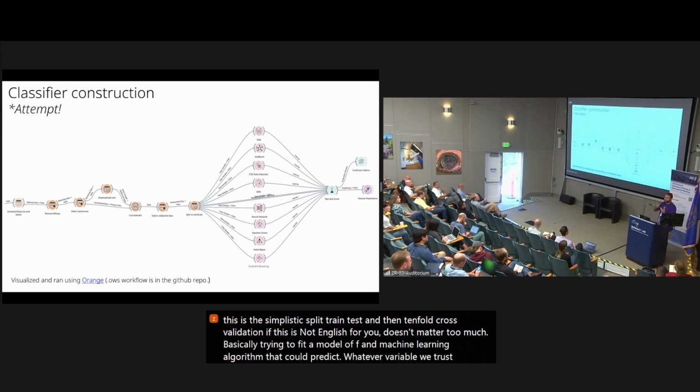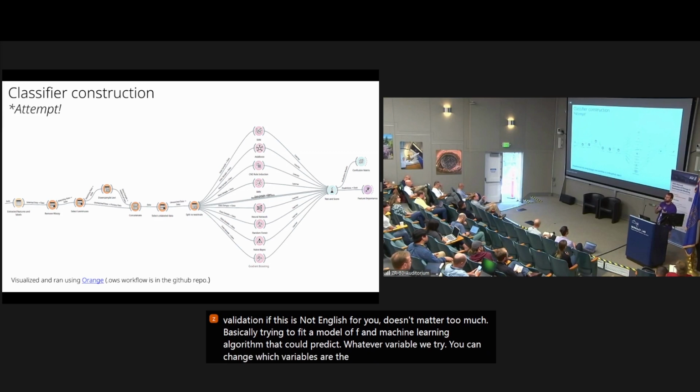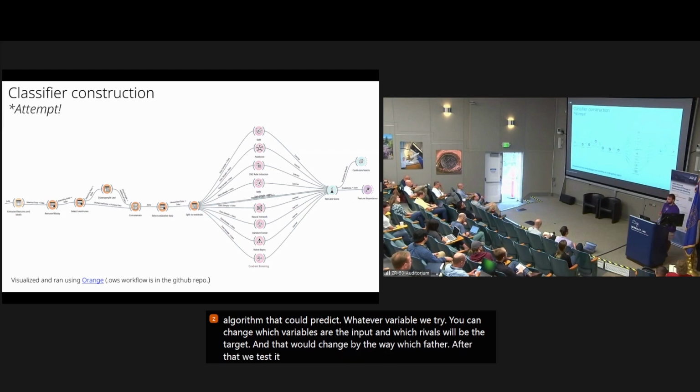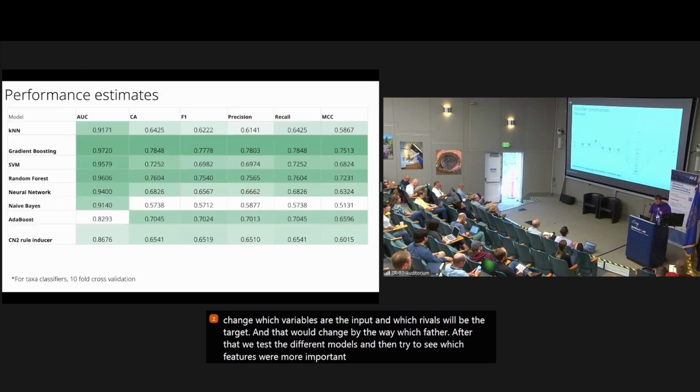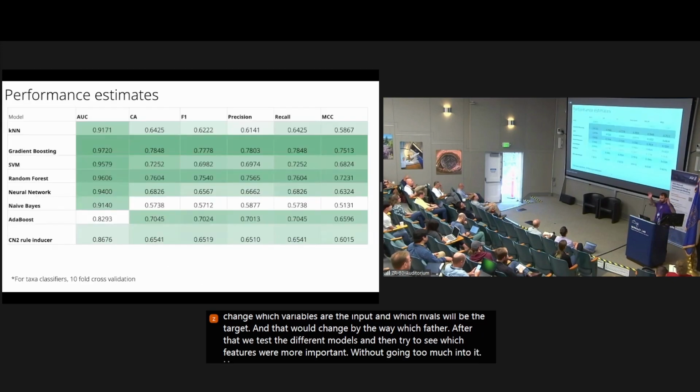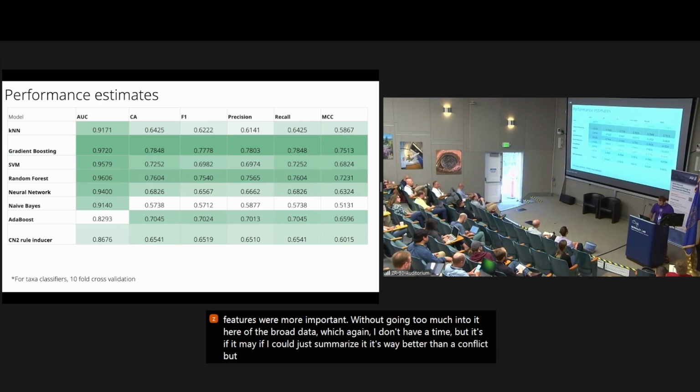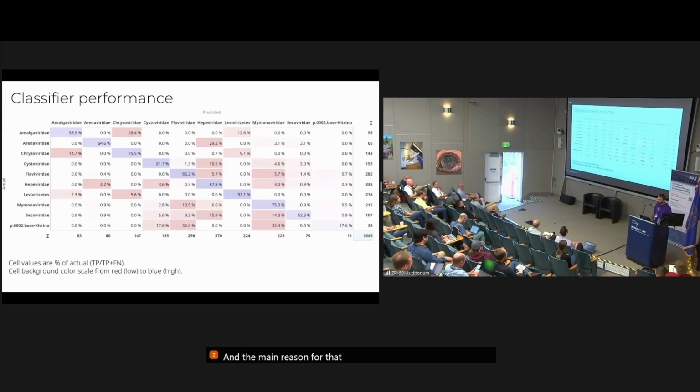So we can change which variables are the input and which variables will be the target. And that would change, by the way, which model we need to select. After that, we test the different models, and then we try to see which features were more important. So without going too much into it, here are the raw data, which, again, I don't have a lot of time. But if I could just summarize it, it's way better than a coin flip, but not really that good. And the main reason for that, I guess, is that we still haven't gotten to do any feature prioritization.